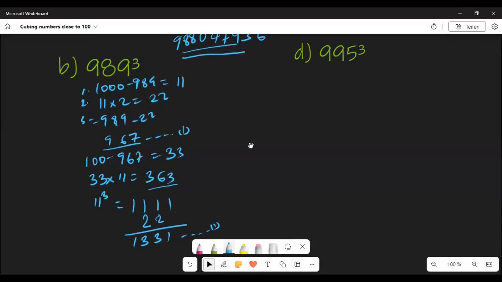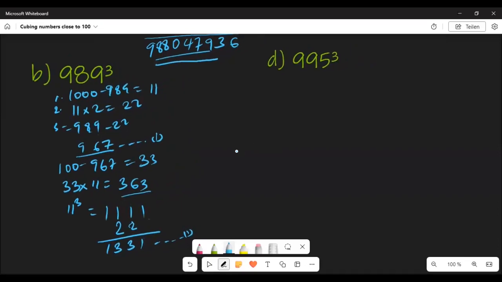We're going to take the first part of the answer, which is supposed to be this one here. So the answer should be, now we're going to take the first one here, 967. Then we're going to add the next one, which is 363. So this is the figures, and then we're supposed to subtract this one here, which is 1,331.